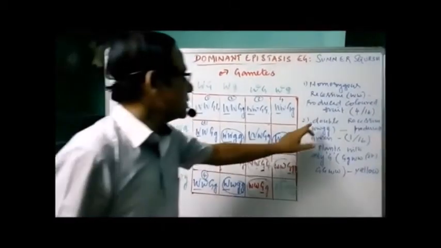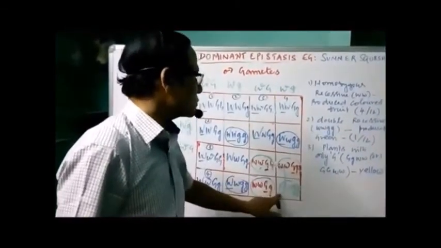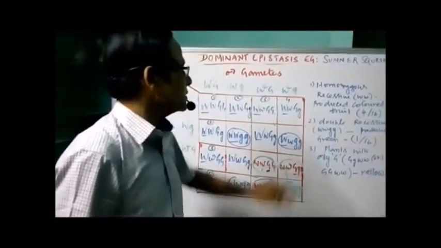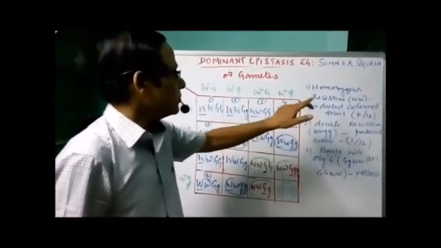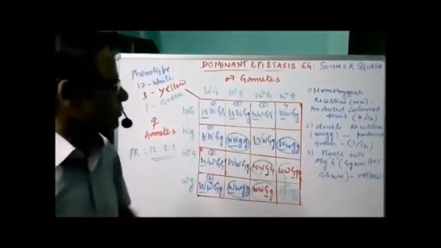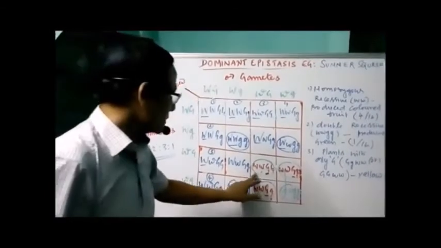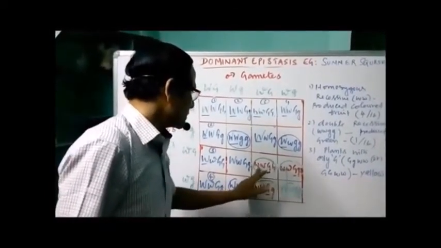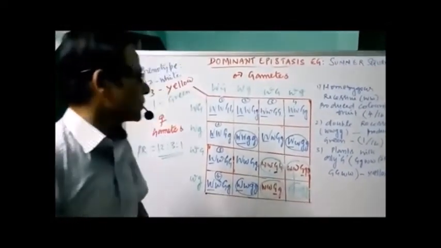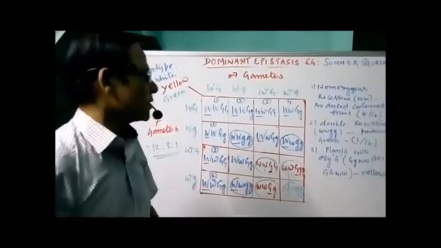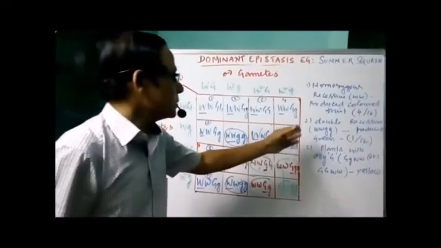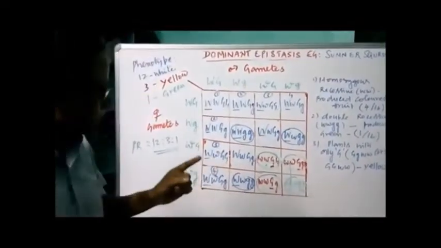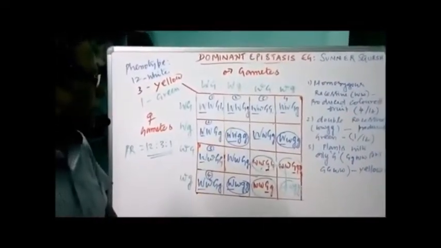Then the double recessive, that is the last one, produces green. And this is a general statement. Homozygous recessive produces colored fruit, that is 4. You see, in all cases we have the homozygous recessive gene, that is w. That's why I can say there are 4 together. When it is present in double recessive form, it produces green, that's 1 out of 16.